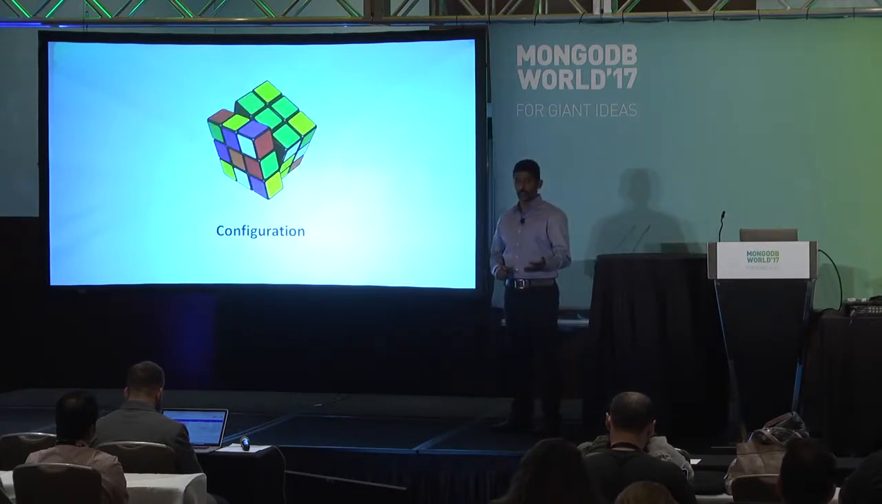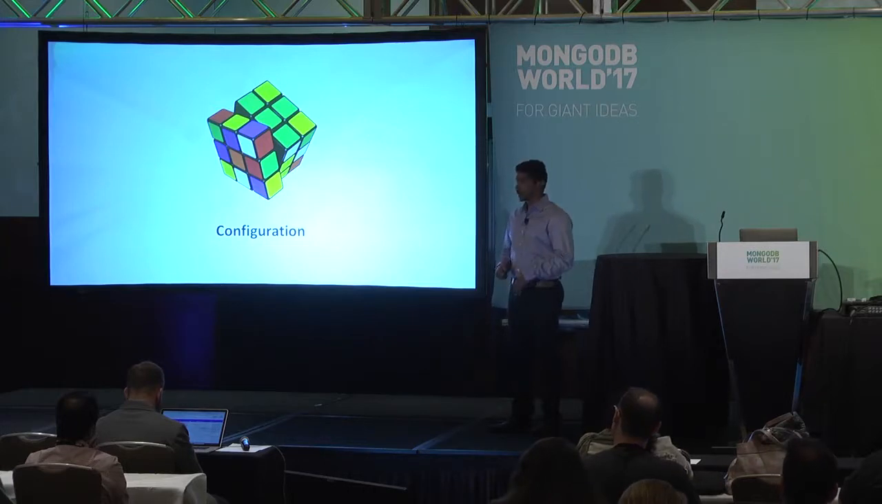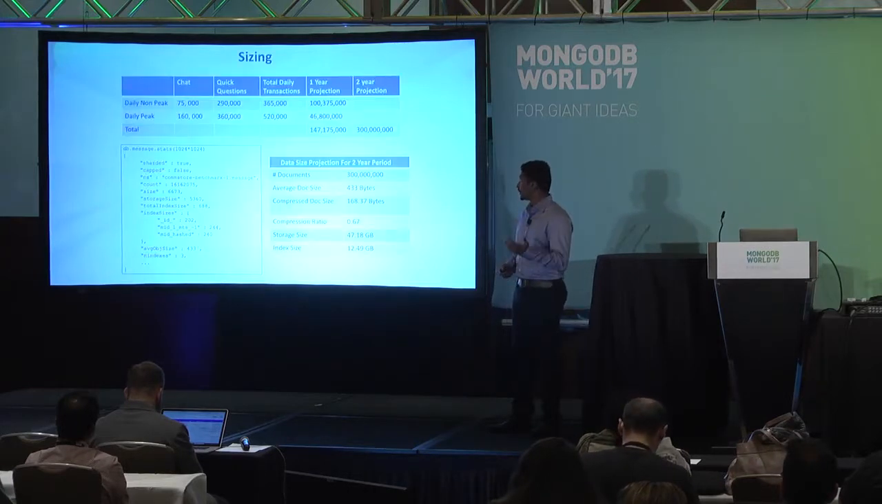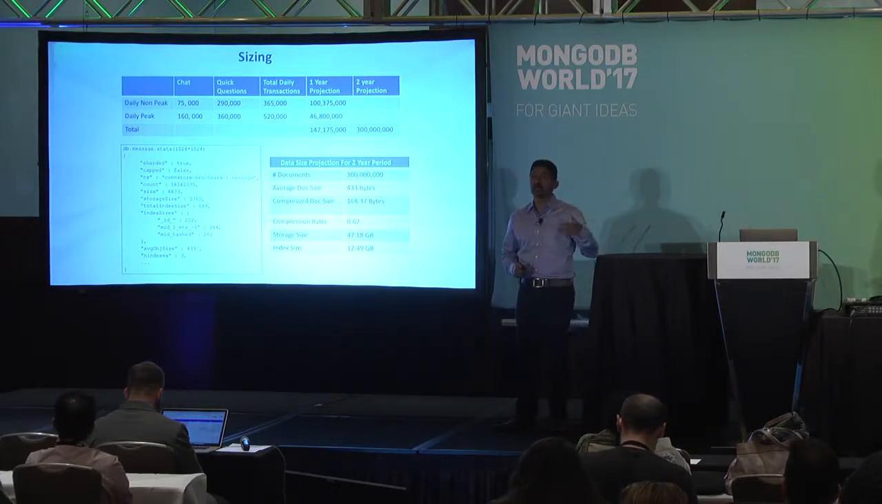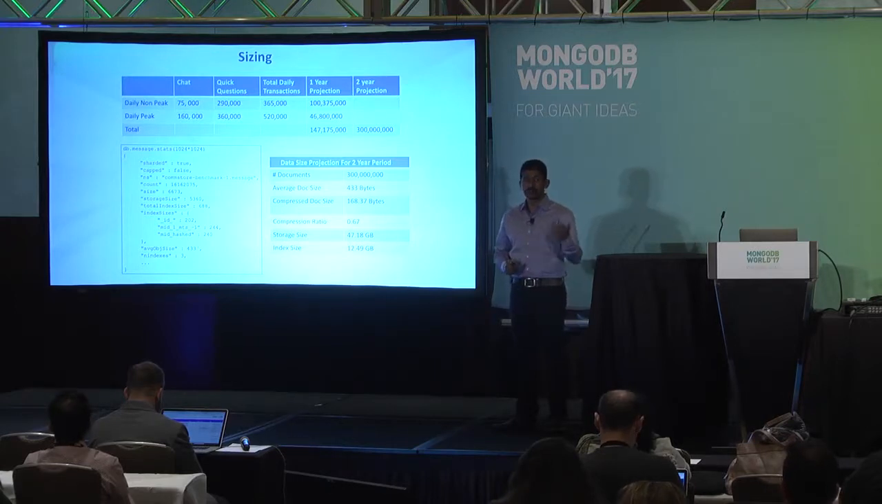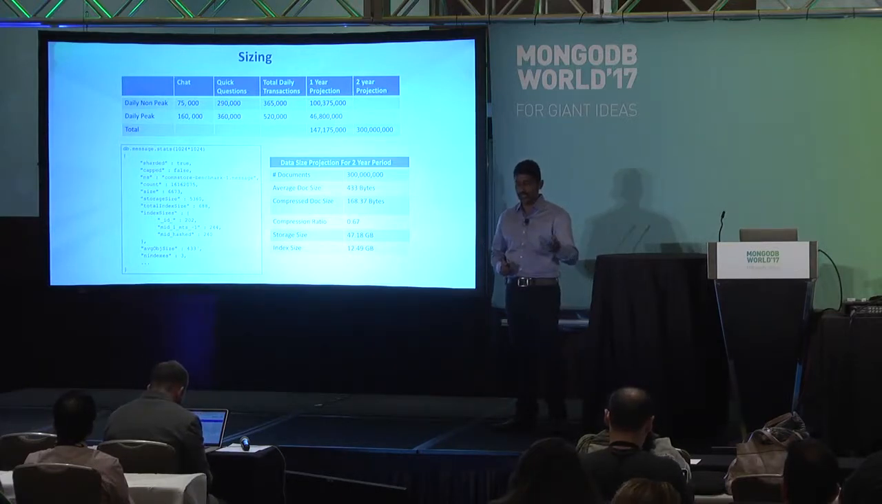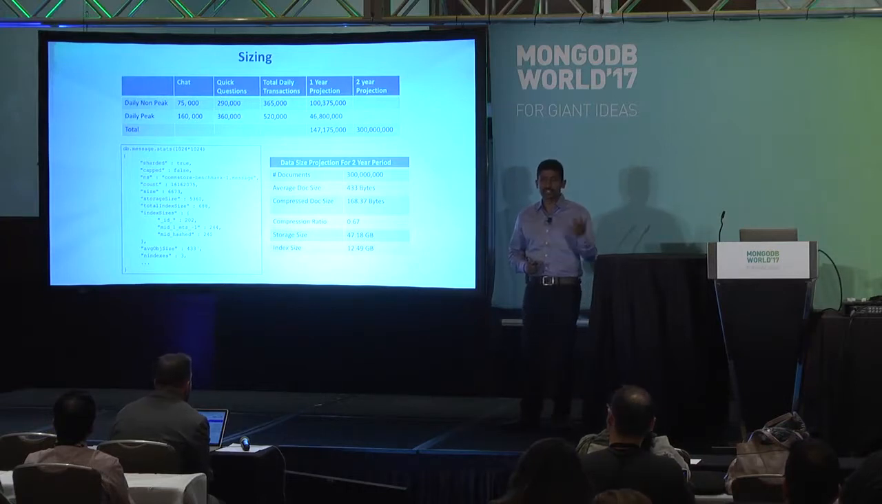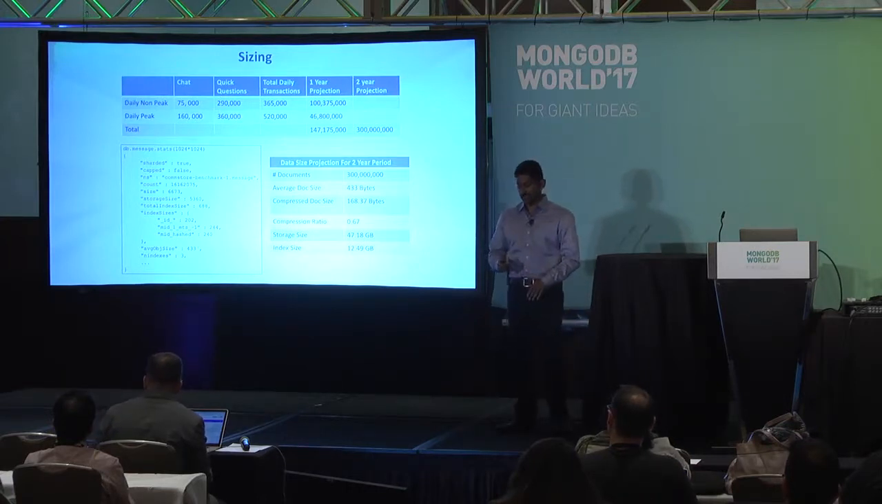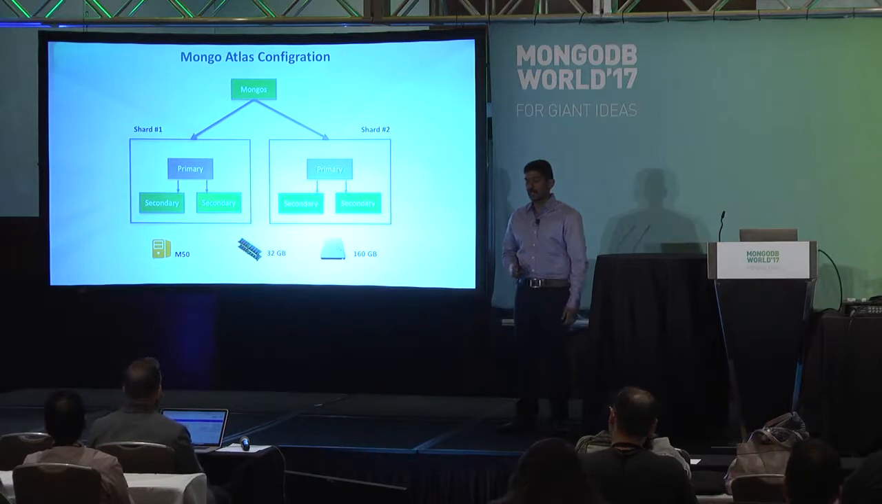The next step was to figure out the configuration. In order to figure out the configuration, we took our existing peak and non-peak messages exchanged on our existing guided communication platform, and extrapolated that for a 2-year period. Then we did a benchmark by loading the messages collection with 300 million messages, and based on the stats that we collected from this test, we were mainly looking at the average document size, compression ratio, storage index, and stuff like that.